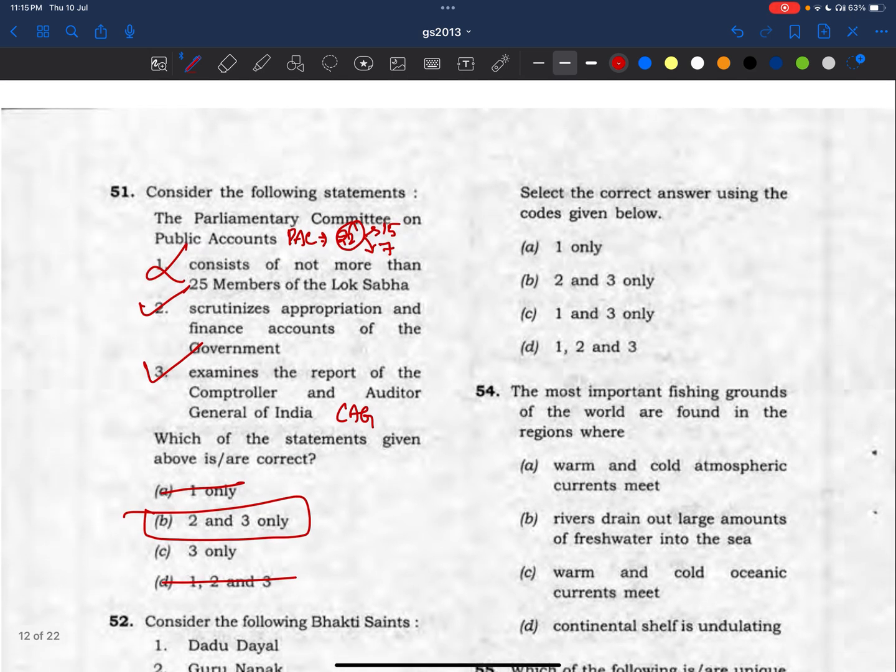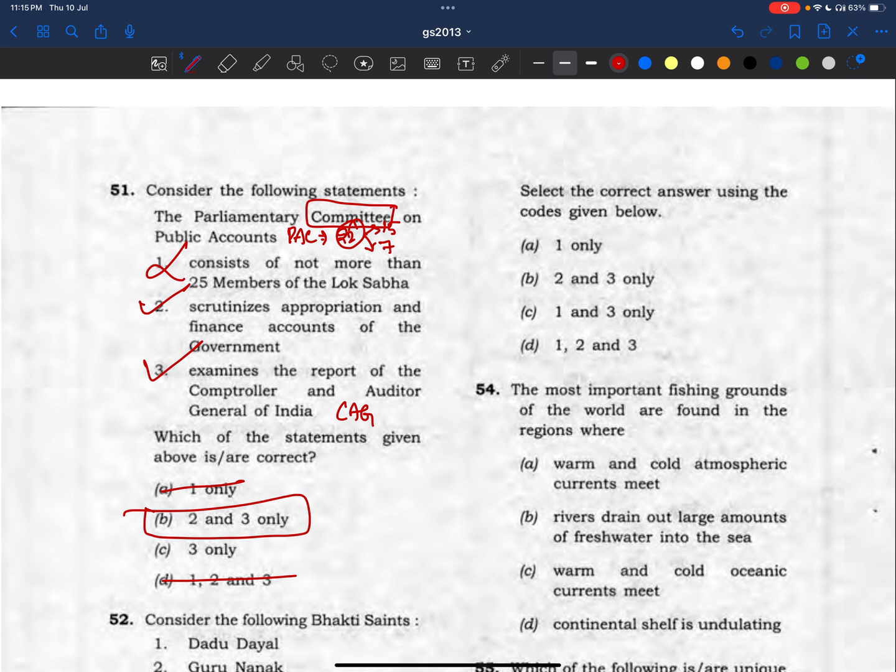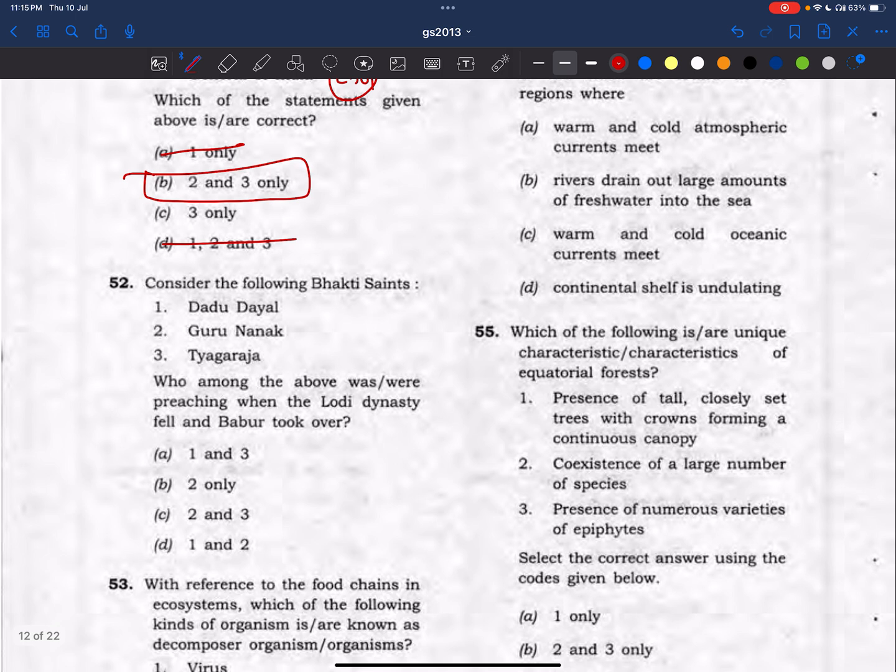Now, what are the learnings? We need to study parliamentary committees and CAG as well. He has given these in the options. We have to study CAG as well, and see here, finance accounts, appropriation. That means we need to study about the budget also. That means we need to revise the Lakshmikant-related chapters. Okay.